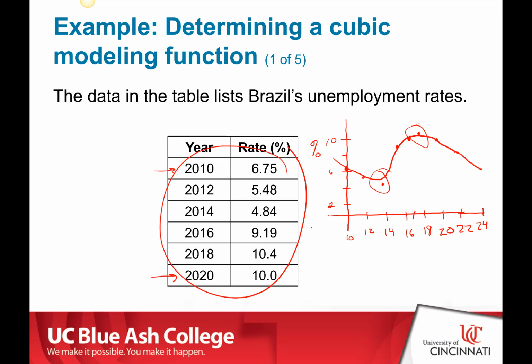Next line says Type, as in type of graph. We want to choose the first, which is a scatter plot. It's just going to do the points. So if you do not have the first type of graph highlighted, move the cursor to that and press enter.